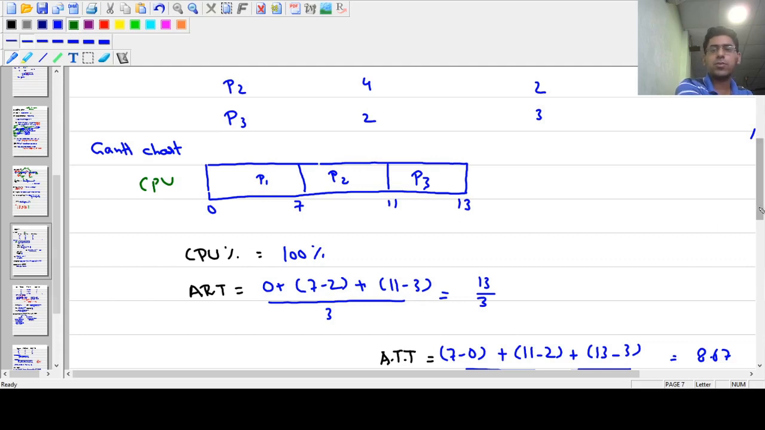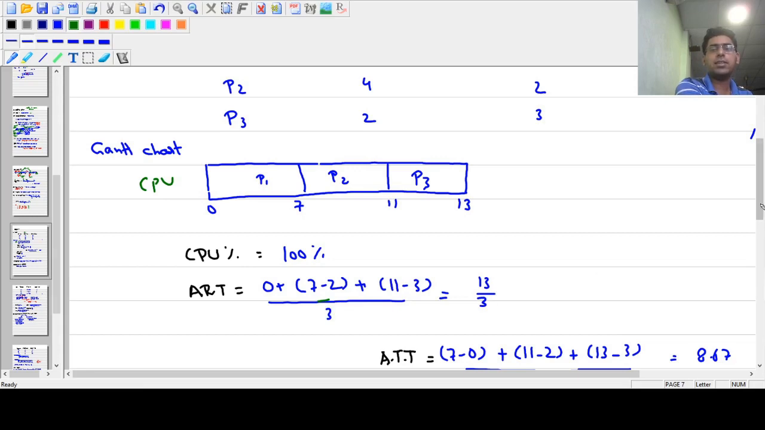Now computing the second parameter, average response time. For process P1, it came at time 0 and got the CPU at time 0, so it need not wait any amount of time. So it is 0, plus for process P2, it came at time 2 milliseconds and got the CPU at 7 milliseconds, so 7 minus 2, and for process P3, it came at 3 milliseconds and got the CPU at 11 milliseconds, so 11 minus 3, upon the total number of processes. The total number of processes is 3. So it is 13 upon 3.